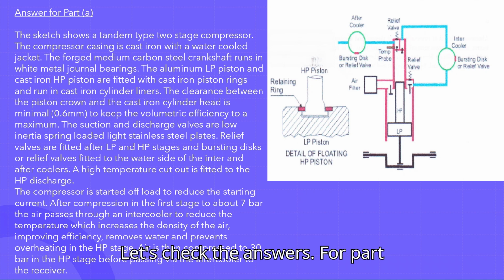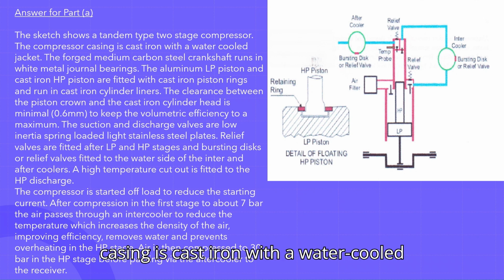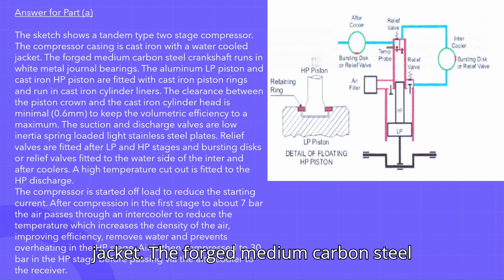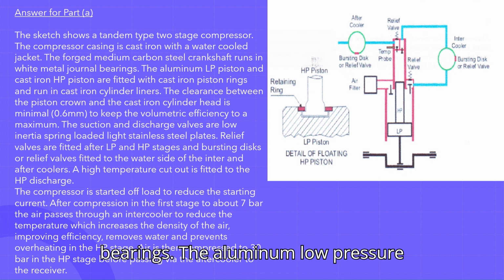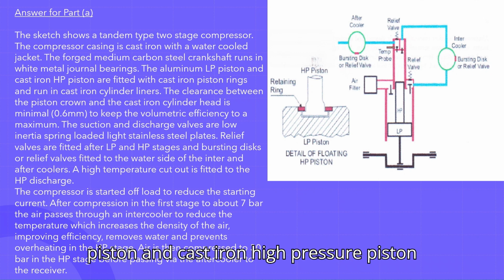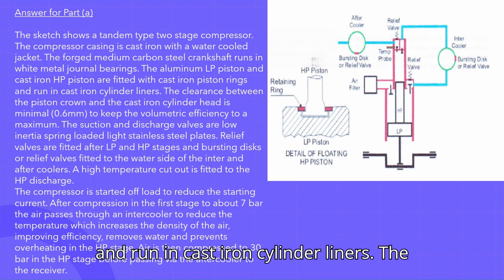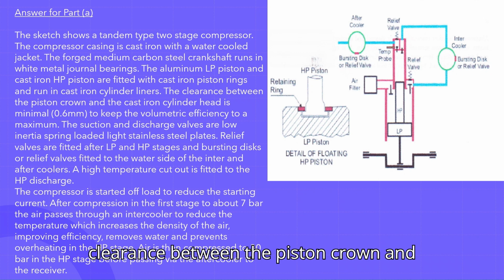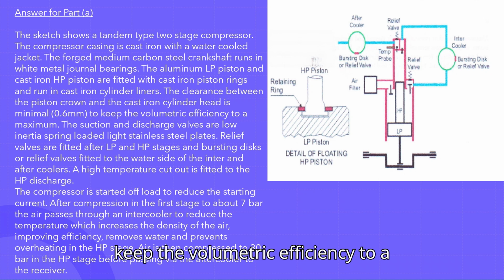Let's check the answers. For Part A, the sketch shows a tandem-type two-stage compressor. The compressor casing is cast iron with a water-cooled jacket. The forged medium carbon steel crankshaft runs in white metal journal bearings. The aluminum low-pressure piston and cast iron high-pressure piston are fitted with cast iron piston rings and run in cast iron cylinder liners. The clearance between the piston crown and the cast iron cylinder head is minimal to keep the volumetric efficiency to a maximum.